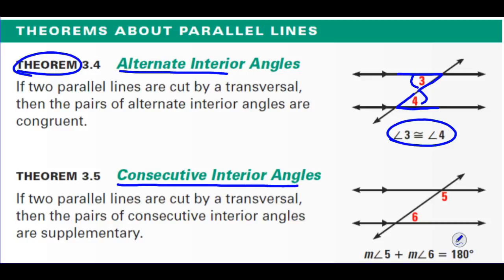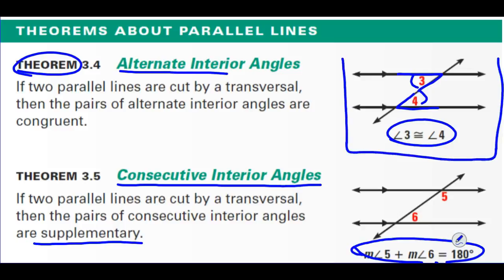Consecutive interior angles goes back to supplementary, 180 degrees. Two consecutive interior angles, if you add them together, you'll get 180 degrees. Now, however you get to that conclusion is fine. For example, if I look at the first diagram that I have here, as long as I remember that those alternate interior angles are exactly the same.